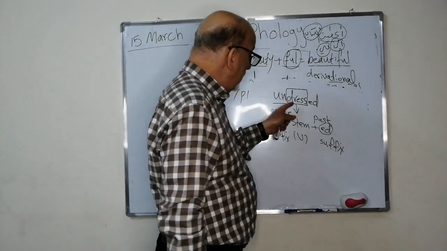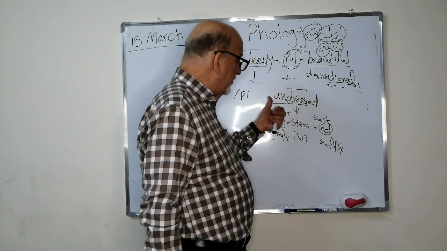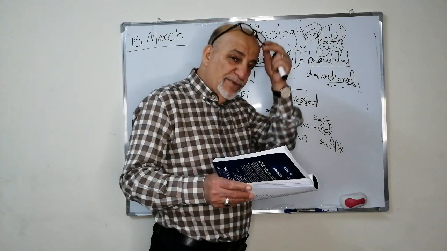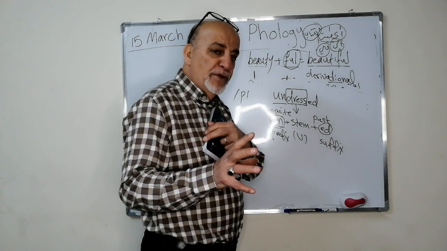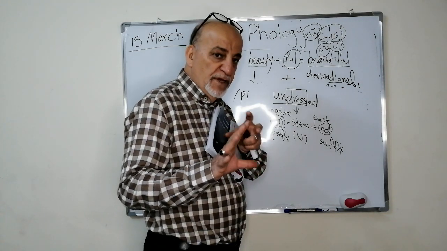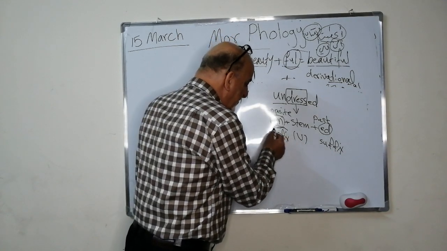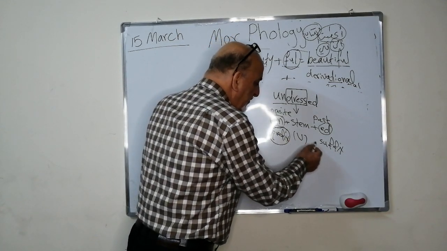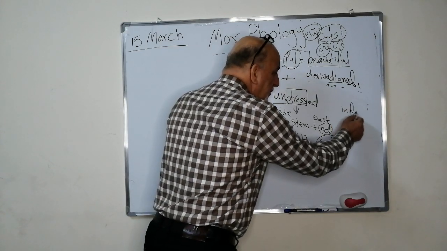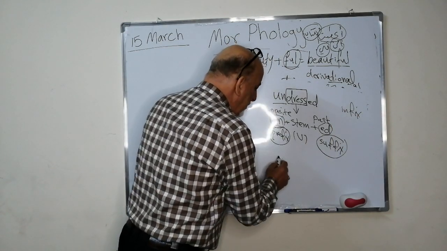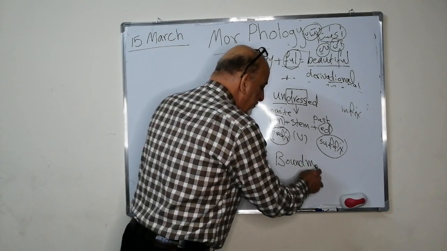Right. So now, these which cannot stand on their own and do not have a separate entry in the dictionary are called bound morphemes. They are called what? Bound morphemes. So when morphemes are in the form of a prefix, a suffix, or an infix, they are all called bound morphemes.